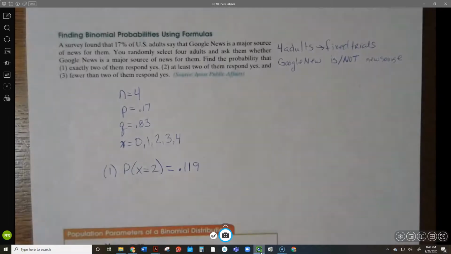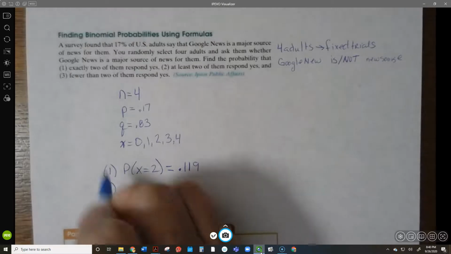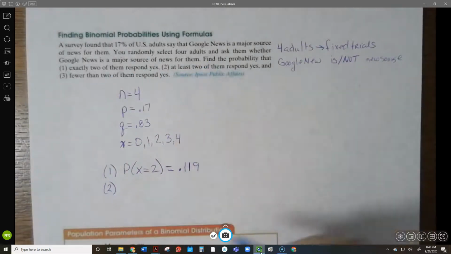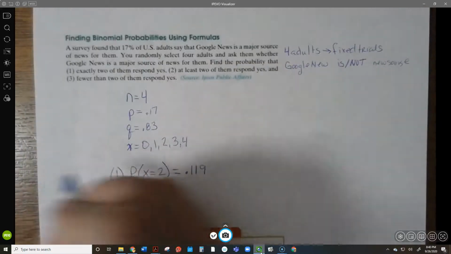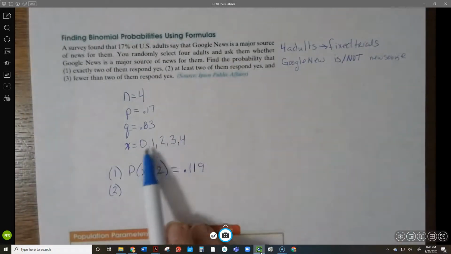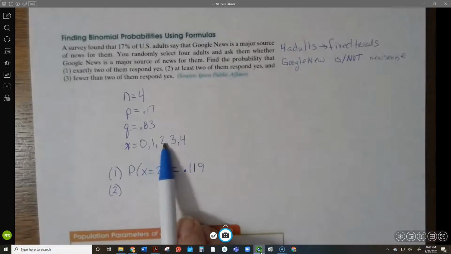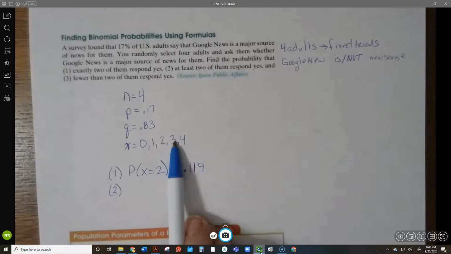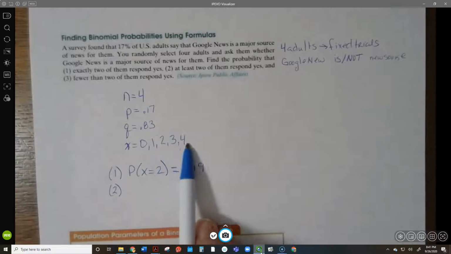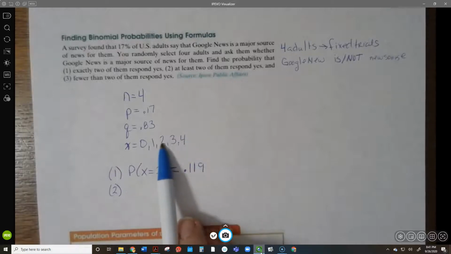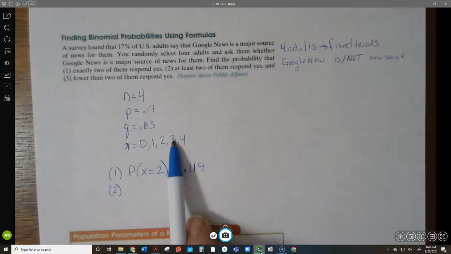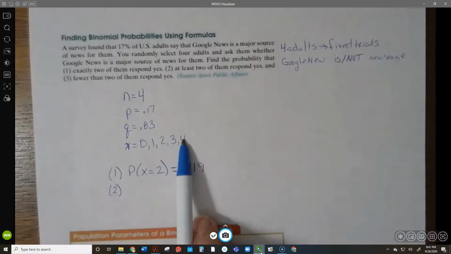The next question is find at least 2. So you have to know what they mean by what's at least 2. So is 0 at least 2? No. Is 1 at least 2? No. Is 2 at least 2? Yes. Is 3 at least 2? Yes. Is 4 at least 2? Yes. So what we're doing basically is we're going to find the value of exactly 2, exactly 3, exactly 4. And we're going to add them together.